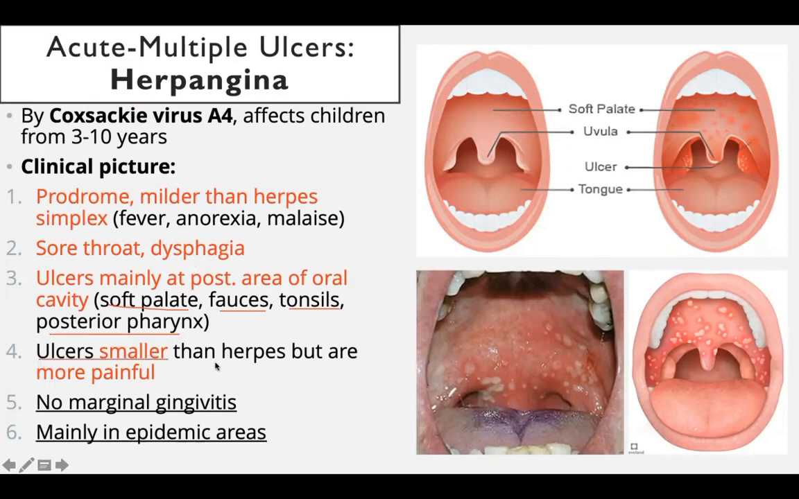Ulcers are smaller than herpes. So herpes simplex virus in comparison to herpes angina is a very good and favorite question of examiners. The prodrome is milder than herpes and ulcers are smaller, but herpes are more painful. But sorry, herpes angina is more painful. Herpes angina is more painful. And there is no marginal gingivitis here in herpes angina, and it's mainly in the epidemic areas. These are two of the main important differences distinguishing it from all the other viral diseases causing oral manifestation and oral ulcers. So these are important things.